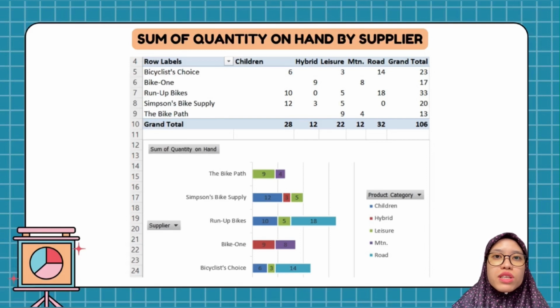From this table, we can identify the most number of stock in hand, which is owned by Run Up Bikes, which is 33 bicycles, and the least number of stock in hand is owned by the Bike Path with 13 bicycles.